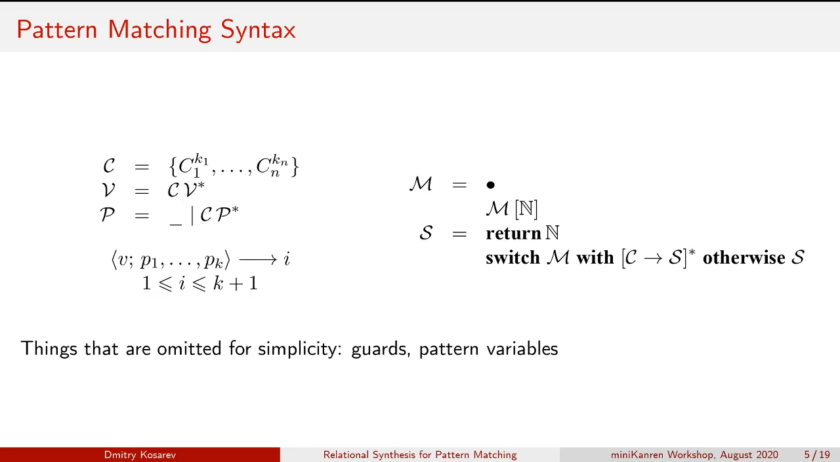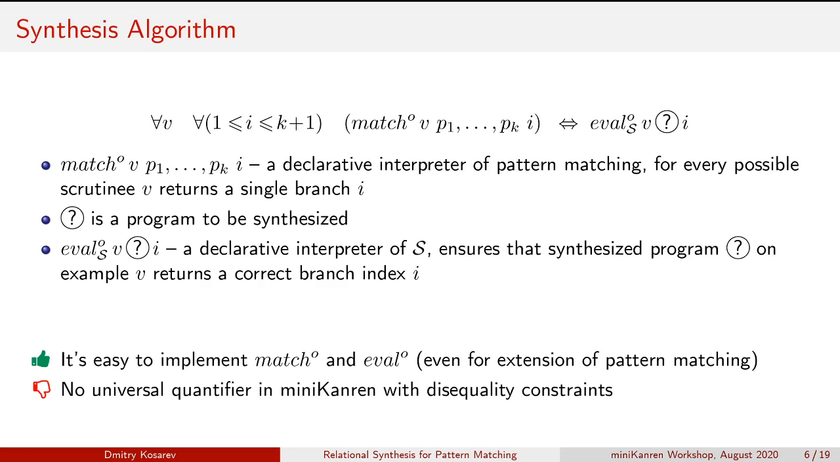So we implemented two relational interpreters in miniKanren and prepared a synthesis algorithm using them. The formula says that for every possible scrutiny and for every possible branch index, our two relational interpreters should behave the same. In this formula, a circled question mark represents a synthesized program. The positive thing of this encoding is that it is easy to write two relational interpreters, and it will be easy to slightly change them when our languages will slightly change.